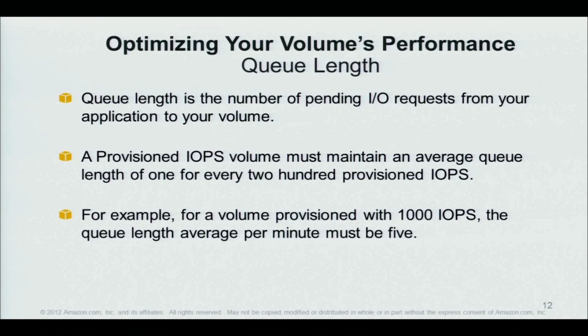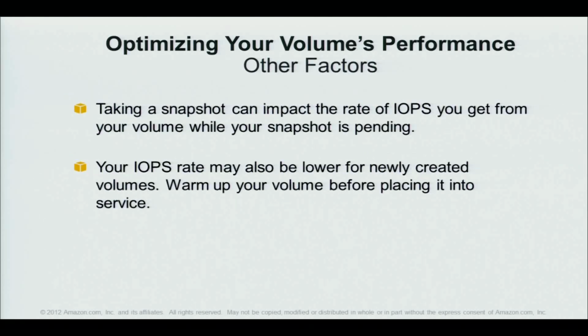This really ensures that the EBS volume, in order to deliver on the IOPS that it's been provisioned for, is getting the necessary I/O requests from your application to do so. A couple other things to keep in mind. When you're taking a snapshot, this can impact the rate of IOPS you're getting from your volume while your snapshot is pending. And then finally, for newly created volumes, you want to warm up your volume first before you place it into production. So for example, if you're running a benchmarking application to try out provisioned IOPS volumes, you may want to run your benchmarking application first to just read and write all the data on your volume to warm it up, and then run it for real.